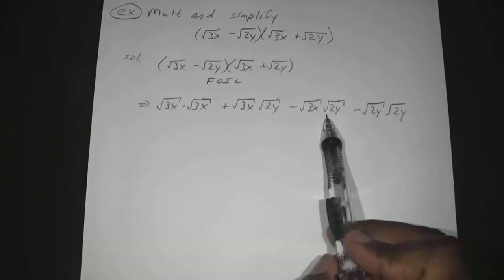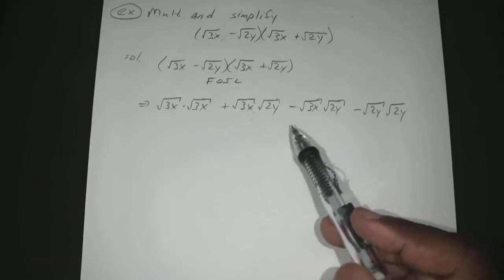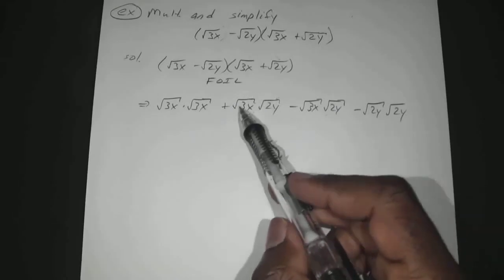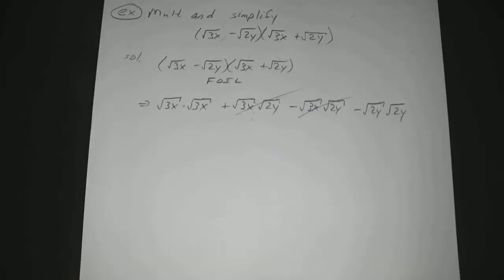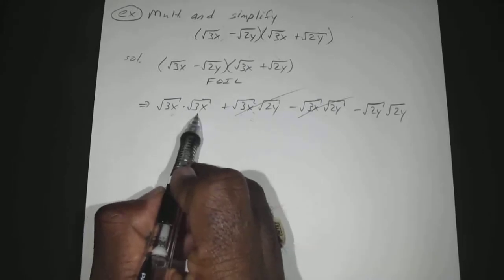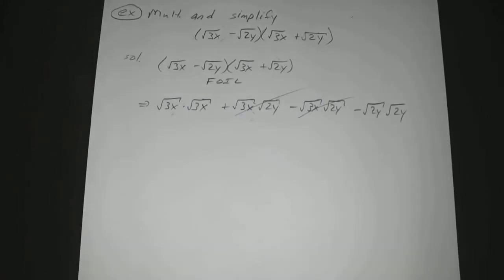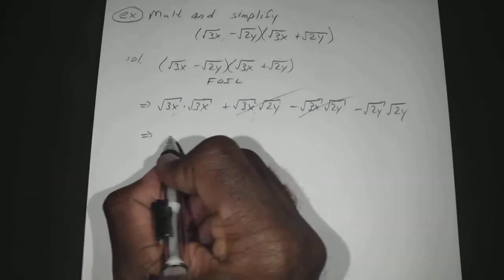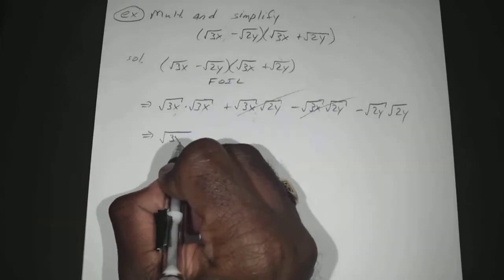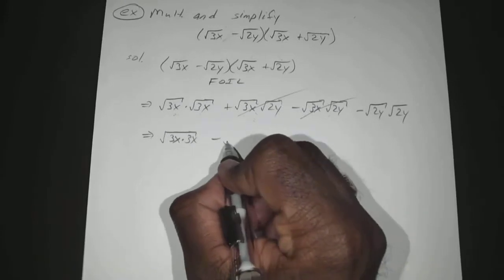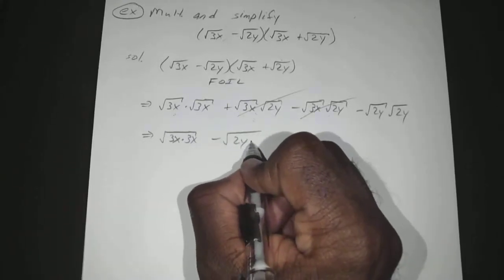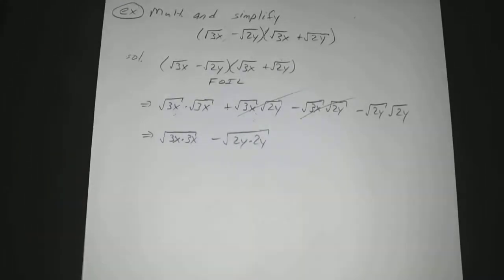Okay, so if you notice, the two middle terms are opposite, so they'll cancel each other out. So you have plus square root of 3x square root of 2y and minus square root of 3x square root of 2y. Those just disappear. Okay, these two, you can go ahead and combine those under one square root. So you have the square root of 3x times 3x minus the square root of 2y times 2y.